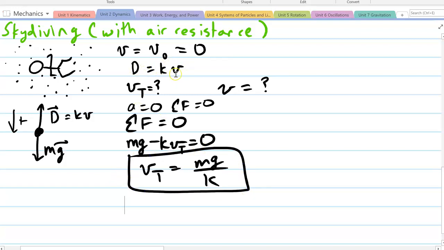It's not always going to be given to you in the form that I gave you. It might be v squared. In that case, terminal velocity is different.